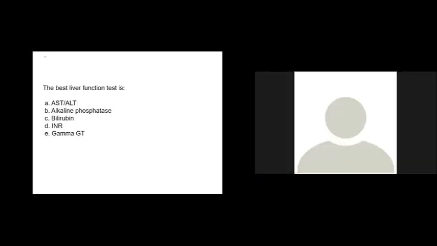Okay, sir. So what is the best liver function test? INR. Yeah, very good. So it's an easy question.